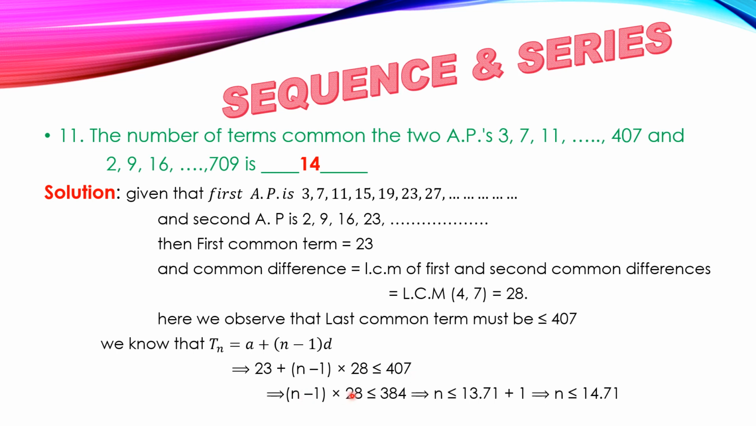Next, n minus 1 into 28 is less than or equal to 407 minus 23, that equals 384. Here n is less than or equal to 13.71 plus 1, that is 14.71. So here the greatest integer is 14 only. Therefore the number of terms common to both arithmetic progressions is 14. This is the solution for this problem.